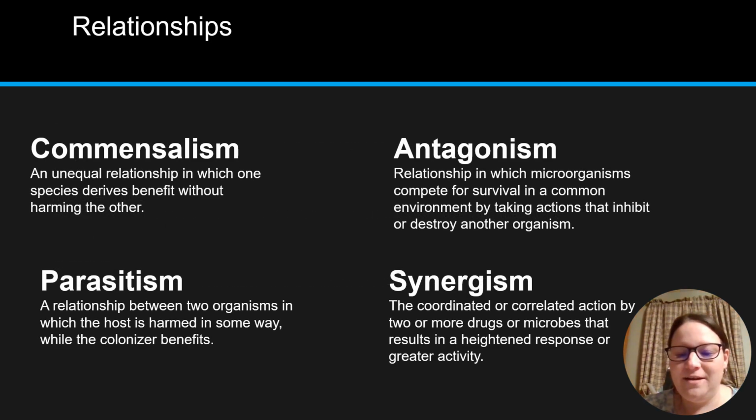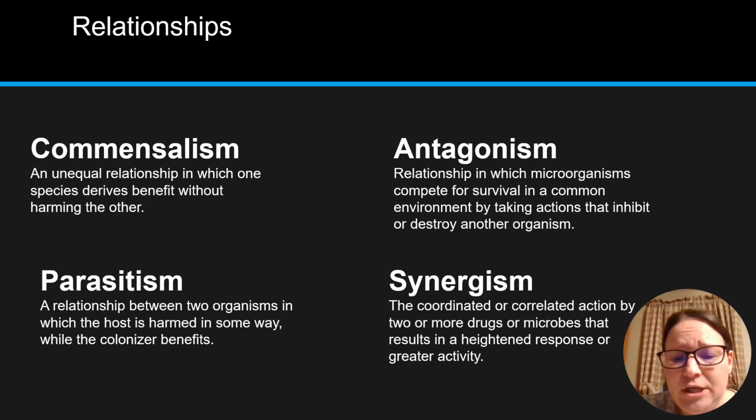Another thing that can determine growth of microbes is relationships. We've got 4 different types of relationships. Parasitism. It's a relationship between 2 organisms in which the host is harmed in some way while the colonizer benefits. So one benefits and one is harmed. Commensalism is an unequal relationship in which one species derives benefit without harming the other. So they live in a pretty happy zone.